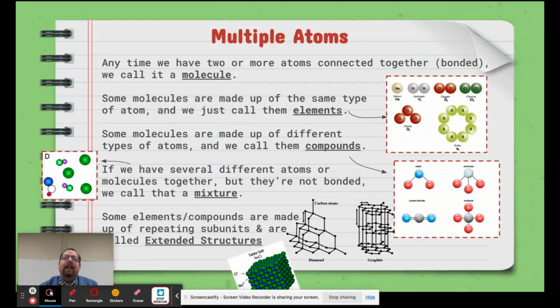Extended structures are kind of like molecules, but they're made of several smaller units that repeat themselves in the overall structure. For instance, the element carbon could exist as a diamond or as graphite. Both of these structures are just repeating patterns of carbon atoms connected together. Table salt, good old sodium chloride, is another example of an extended structure. There's no distinct molecules in sodium chloride, but there is a 1-to-1 ratio of Nas and Cls. That's why the formula is just NaCl, not Na a billion and Cl a billion. The Na and Cl together are repeating subunits of the whole structure.